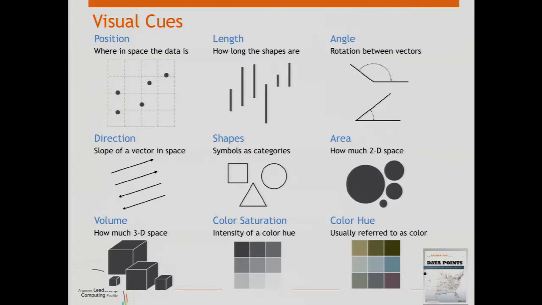And then there's two different aspects of color, the intensity of a color hue, and the color hue itself, which is usually referred to as the color. So these are some considerations to think about when you're trying to differentiate in your data.